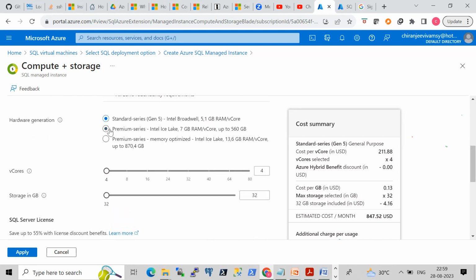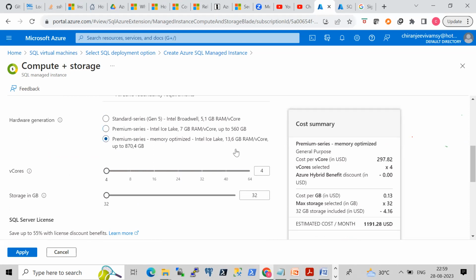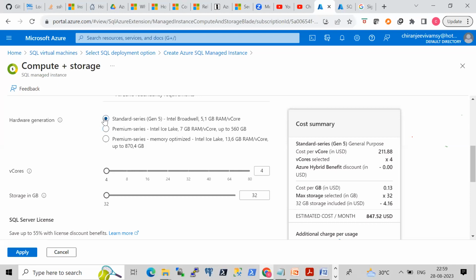Okay, if I choose premium series 4 cores, then it will be 4 into 7, 28 GB of RAM. So if I wanted to go with premium series, then it is 4 into 13.6, which is some 52 point some number. Okay, so that is how the calculation is being done. Is this clear? So how will I get memory? It depends upon the series I'm going to choose.